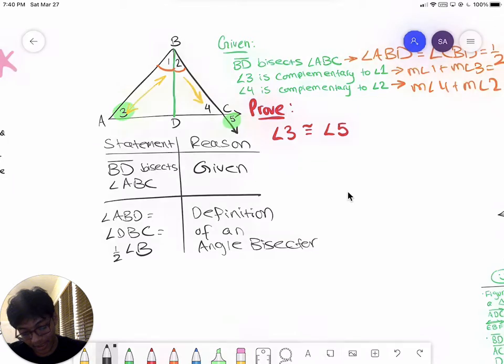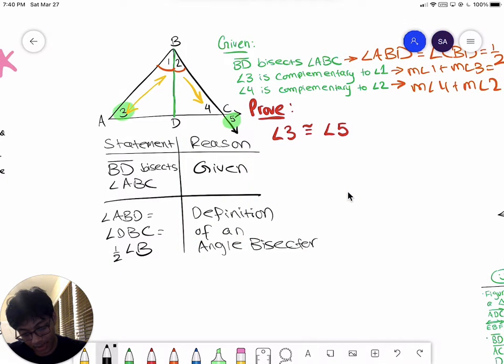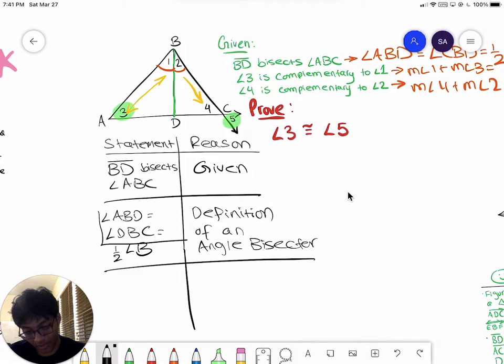Okay, so now we got that covered. Whoops, let's delete that. So now what can we do? Well, now we can say that we already know these two angles are equal. Now what can we do? Well, we can use the complementary, right? So we know that angle 3 is complementary, I'll just write a dot here, to angle 1.